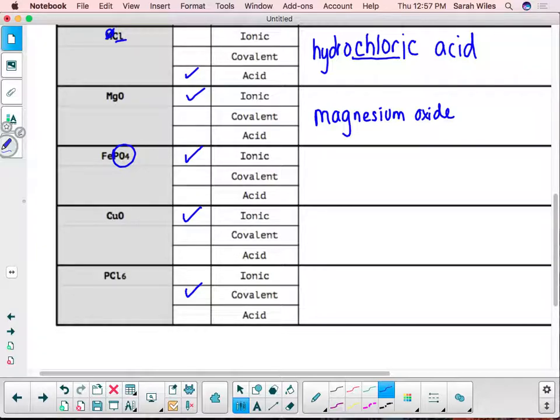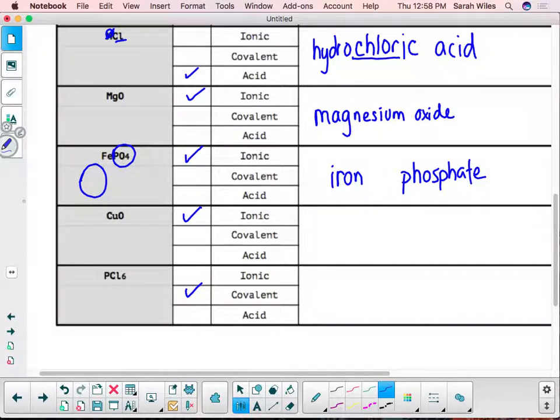Fe is iron. PO4, what is PO4? Phosphate. Do I change the ending of the phosphate? No. When a polyatomic ion is the anion, you don't change the ending. Okay? Iron. Is iron a multivalent metal? Yes, it is. Okay, so here's the thing. I have one iron atom. Do you agree with that? Yeah. I have one phosphate unit.